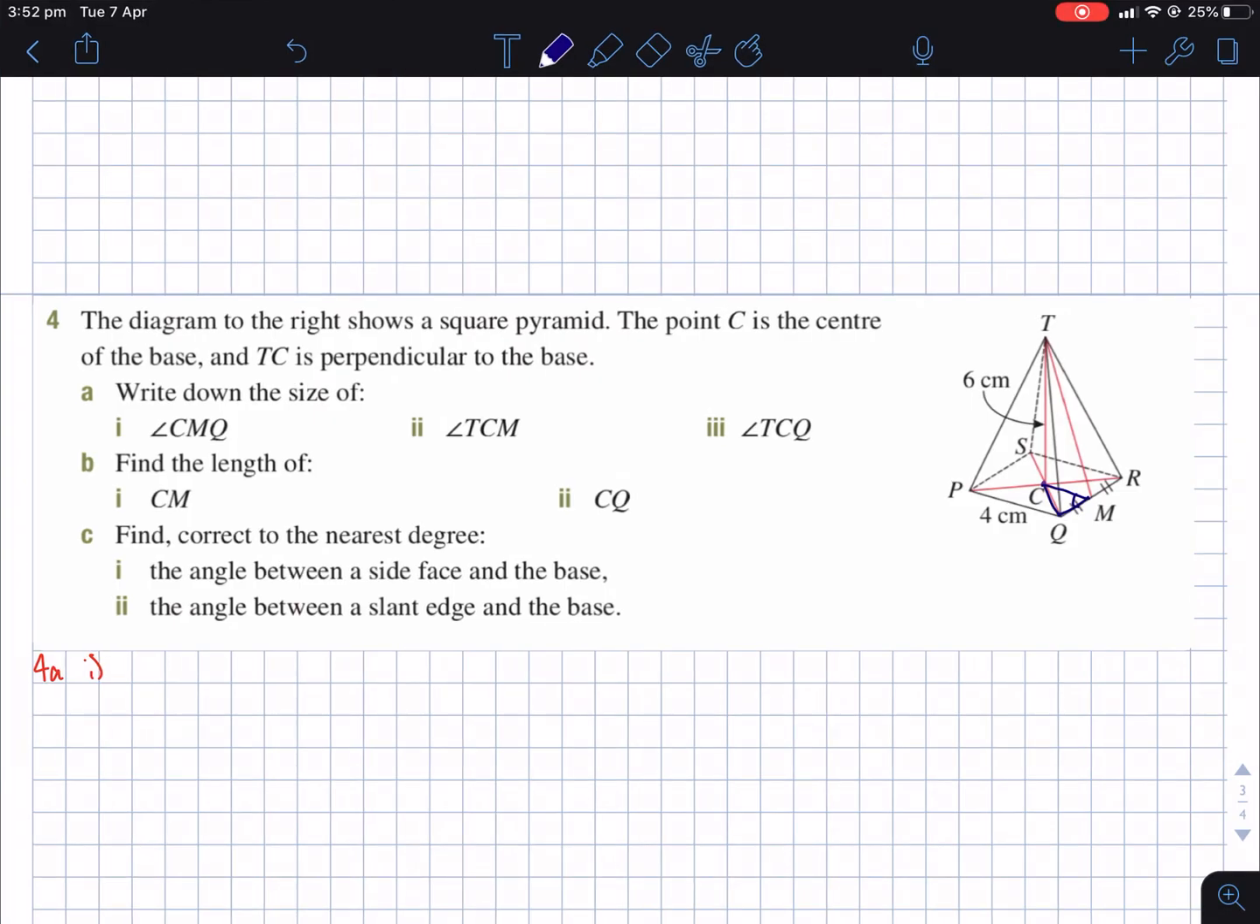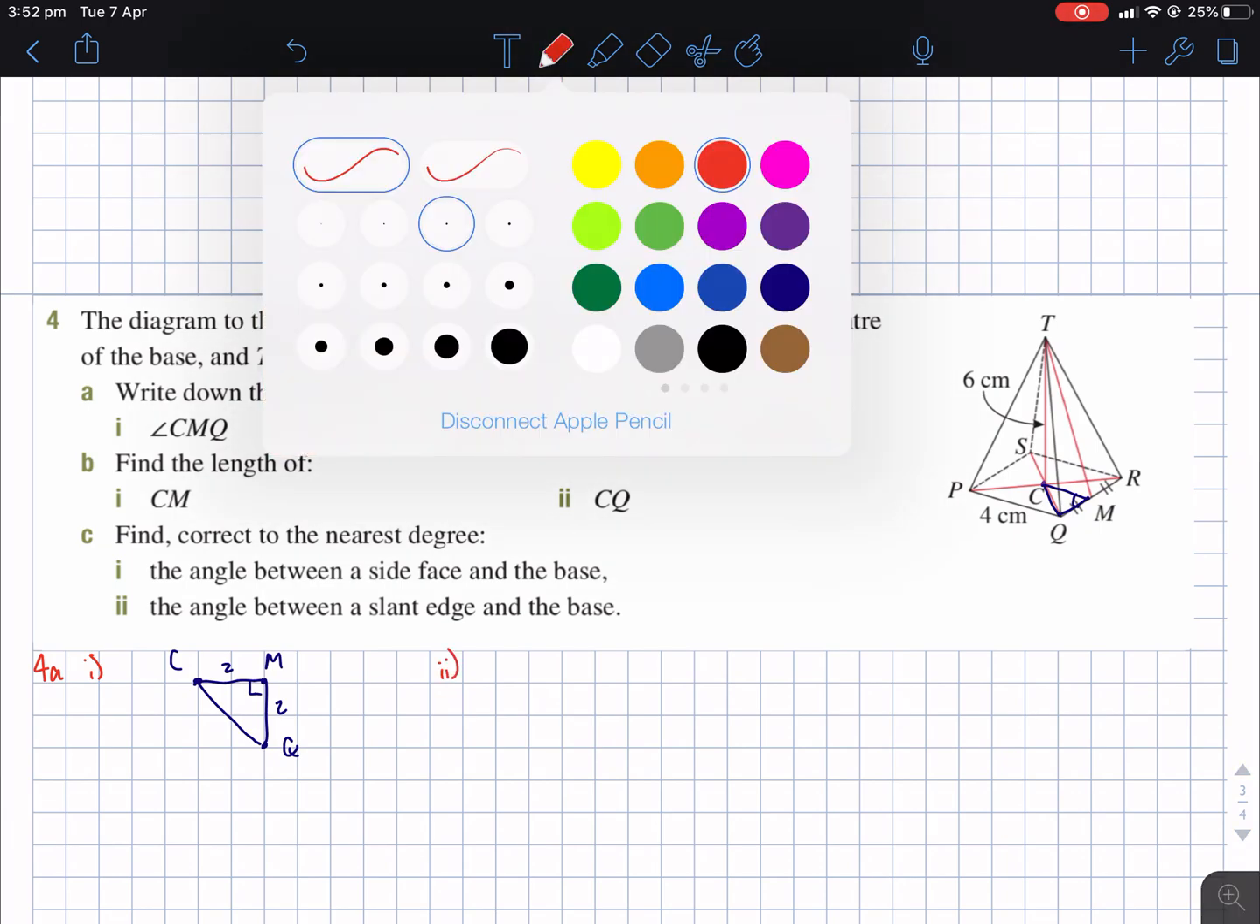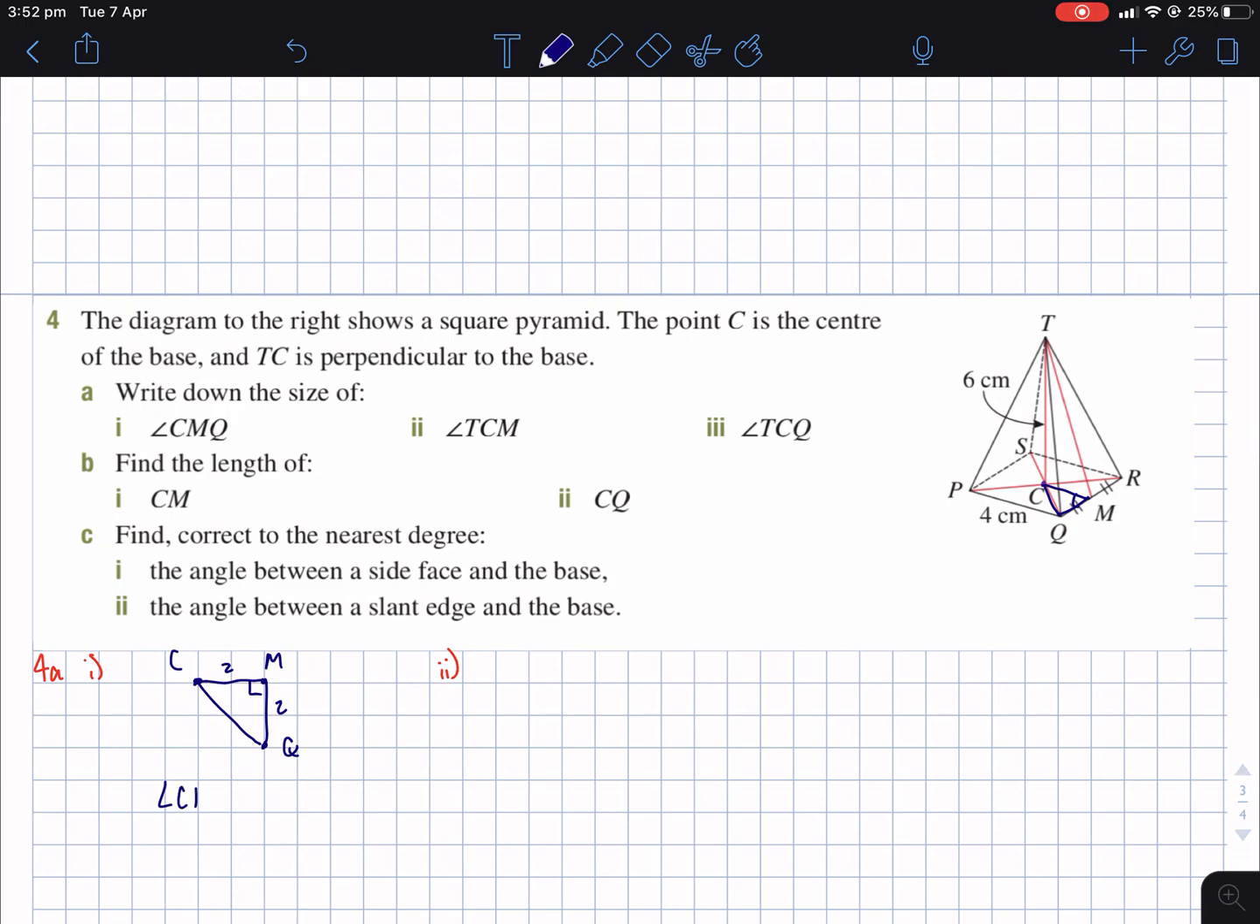So we're going to draw C here, M here, Q here. So we've got this one, this is 2, this is 2. You can clearly see that that's a right angle. So angle CMQ equals 90 degrees.